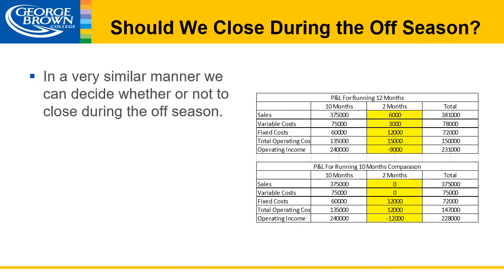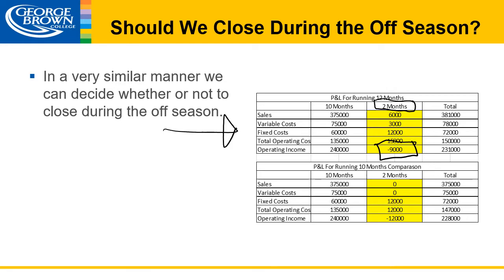In a very similar manner, we can answer questions like, for resorts and golf courses, or maybe not golf courses because they actually do close in the off season. You can decide, understanding this impact, the question: should we close during the off season? So here's our P&L for running for 12 months, staying open. You'll notice that for 2 months of the year, we'll call this November and December, we're losing $9 grand, which is not good, don't get me wrong.